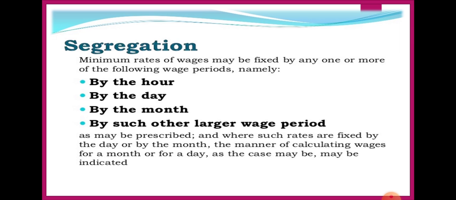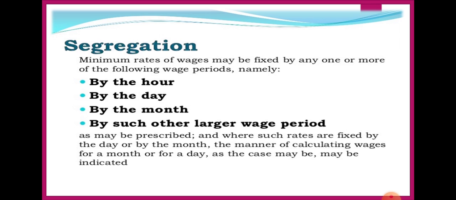Now, segregation: minimum rates of wages may be fixed by any one or more of the following wage periods. That means a person can get paid by the hour, that means for 1 hour you will get this much money. By the day, that for 1 day your salary should be this much. According to that only, if you work for 30 days, your salary should be like that. By the month, salaries are also decided on the basis of months. Or by such other larger wage period, whatever they are comfortable with.